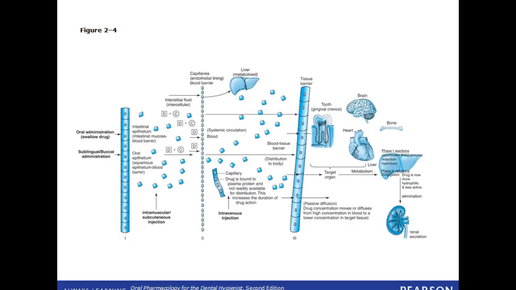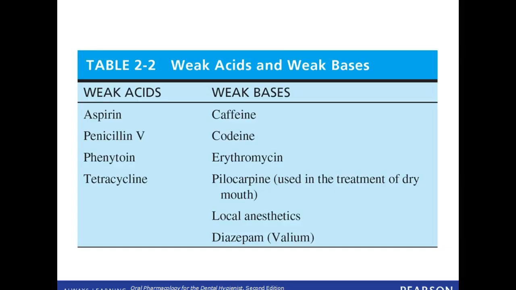See figure 2-4, which shows the absorption of a drug through cell membranes into the bloodstream or systemic circulation. As you can see, the drug has to go through many tissue-blood barriers to get to the final site of action. Table 2-2 shows examples of weak acids and weak bases. Local anesthetics are weak bases.